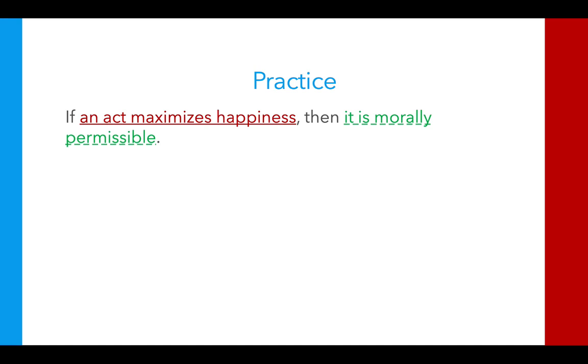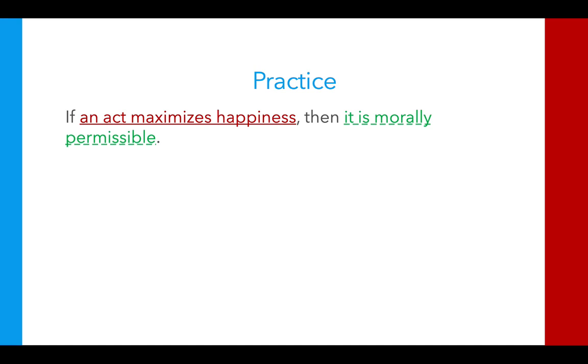What I want to note about this example, what I think is important about it, is that here what we're looking at is a principle that is the main principle in one of the moral theories we'll be looking at. So according to utilitarians, right, if an act maximizes happiness, then it's permissible.